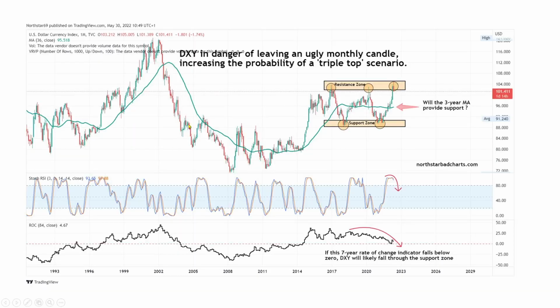All right, looking at DXY, the Dixie, the dollar index. The Dixie's in danger of leaving an ugly month. This is a little bit old, it's back from May 30th. The dollar has increased above it, but this is also something we can watch. It is coming up, and sometimes they do a throw-over on top and then reverse lower. Very much like this here, a little throw-over on top, and then a reverse lower.